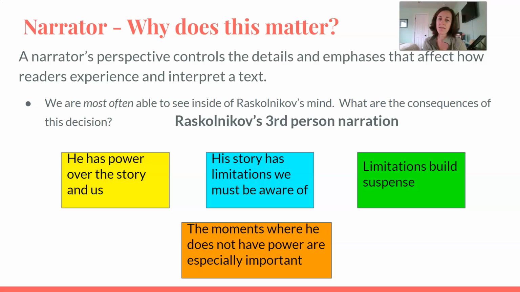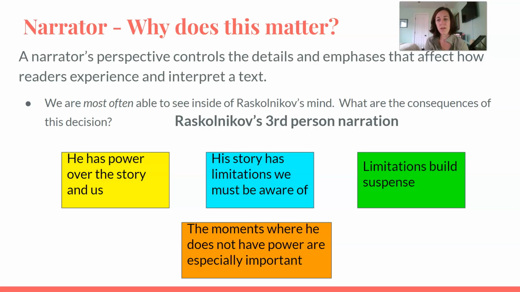What are the consequences of the decision of the third-person narration so often in Raskolnikov's head? Well, he has power over the story and over us. What is that going to do to the story, and what is that going to do to our relationship with Raskolnikov? His story has limitations that we should be aware of. And those limitations include his biases and the ways in which he is unreliable. It also includes just his lack of knowledge.